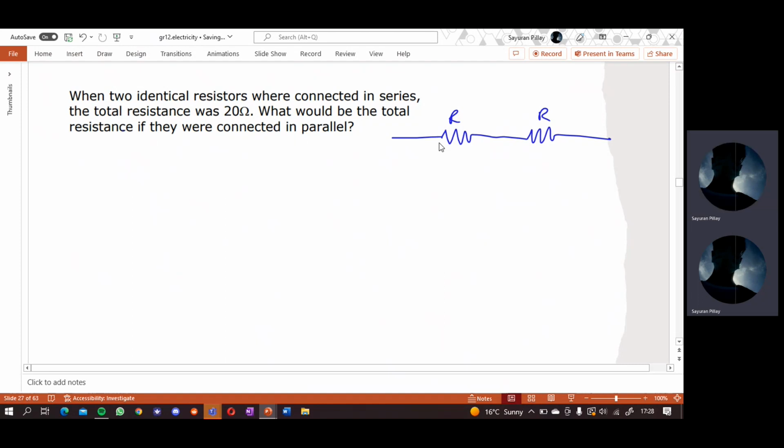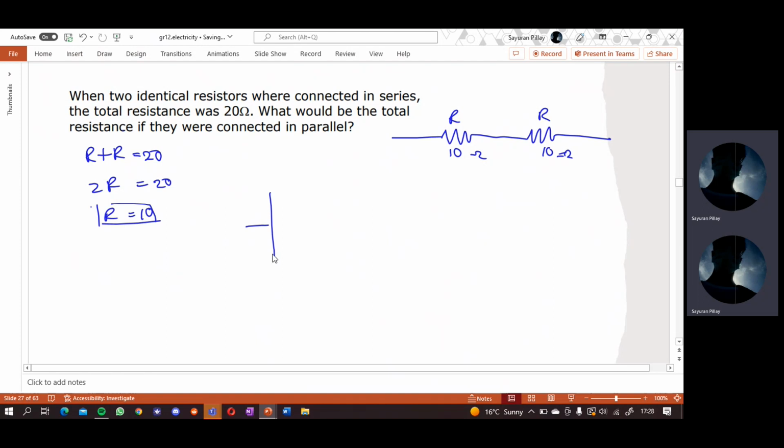So the total resistance is 20, which means, it doesn't take a genius to know that R plus R equals 20, 2R equals 20, R must equal 10, right? You don't need to be very intelligent to know that. So that's just 10 ohms each. So what's the total resistance connected in parallel?